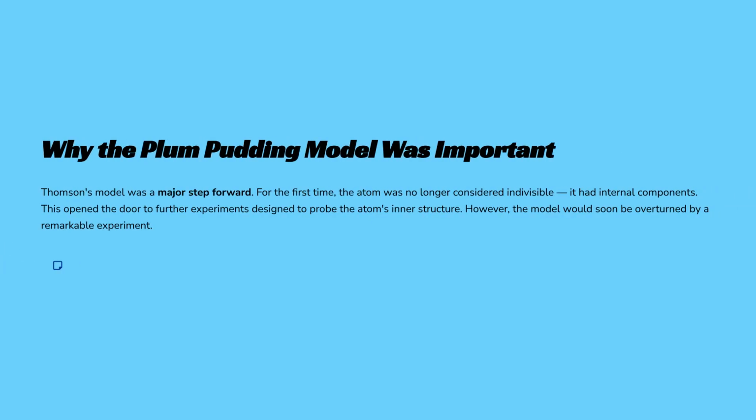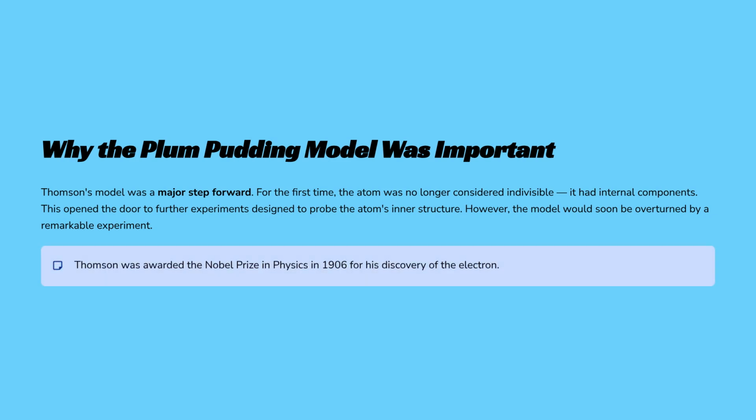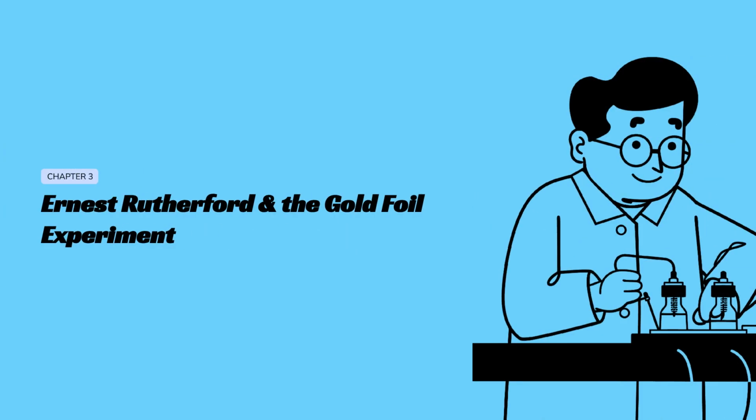Thomson's model was a major step forward, as it proved the atom was not indivisible. His work earned him the Nobel Prize in Physics in 1906, though his model would eventually be challenged by future experiments. Now we reach Chapter 3, Ernest Rutherford and the famous gold foil experiment.